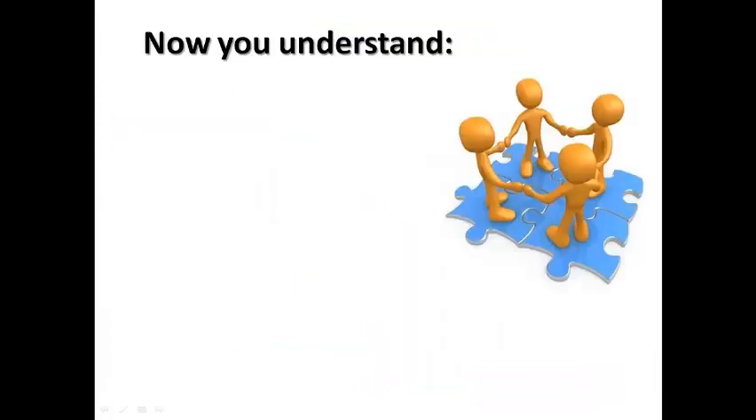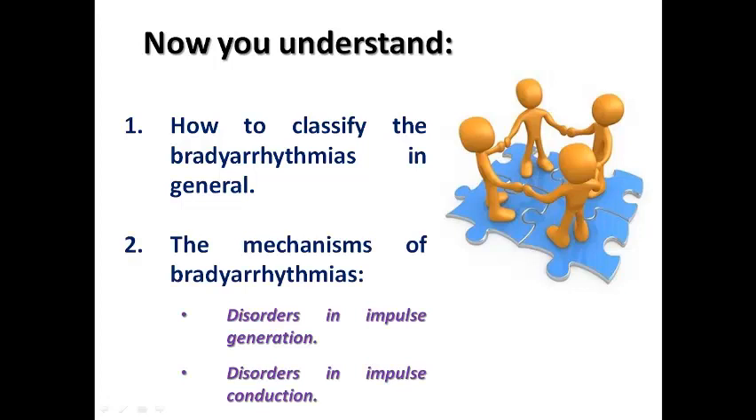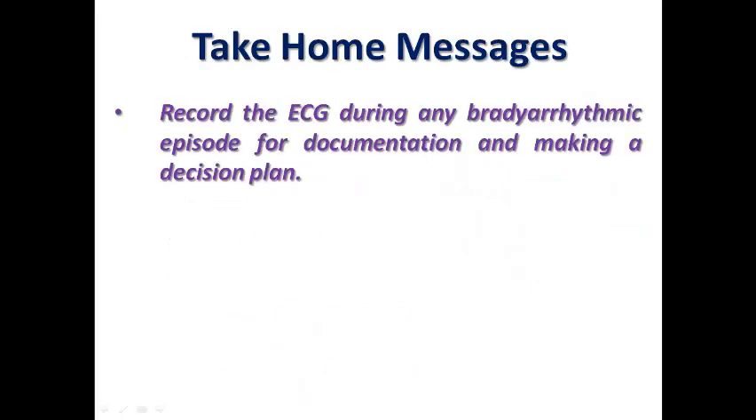So at the end of our lecture today, we understand now how to classify bradyarrhythmias in general, and we understand the mechanisms of bradyarrhythmia, like disorders in impulse generation, which cause sinus node dysfunction, and disorders in impulse conduction, which cause the AV blocks, and we understand the notion of the escape rhythm. And of course, our take-home message today: record the ECG during any bradyarrhythmic episodes for documentation purposes and also for making a management plan, because sometimes the bradyarrhythmia is intermittent.